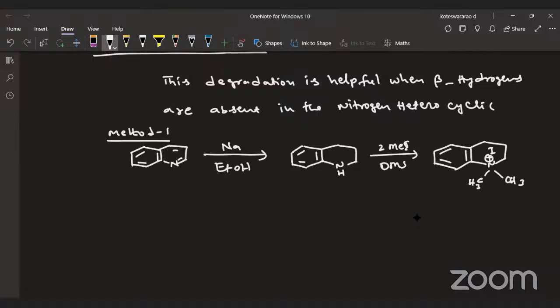Then it is treated with the sodium amalgam. When it is treated with sodium amalgam in ethanol, then it leads to the elimination of HI, that leads to the breaking of this bond. Then it gives the product. The tertiary amine again will be generated. Up to this is the Emde's method.